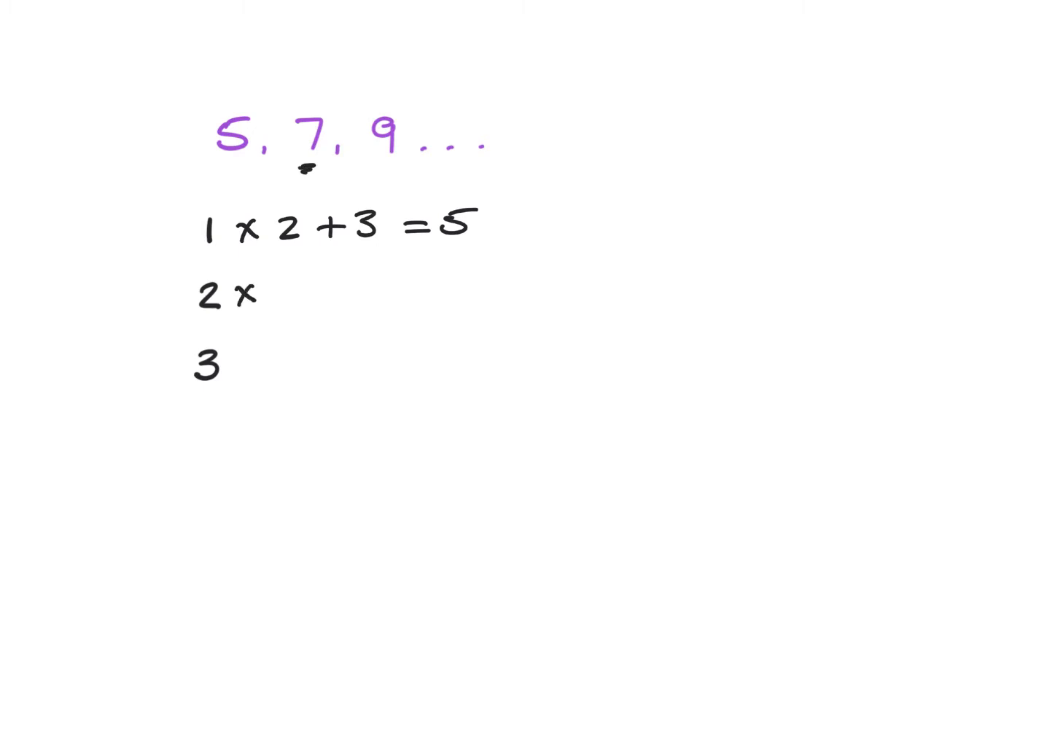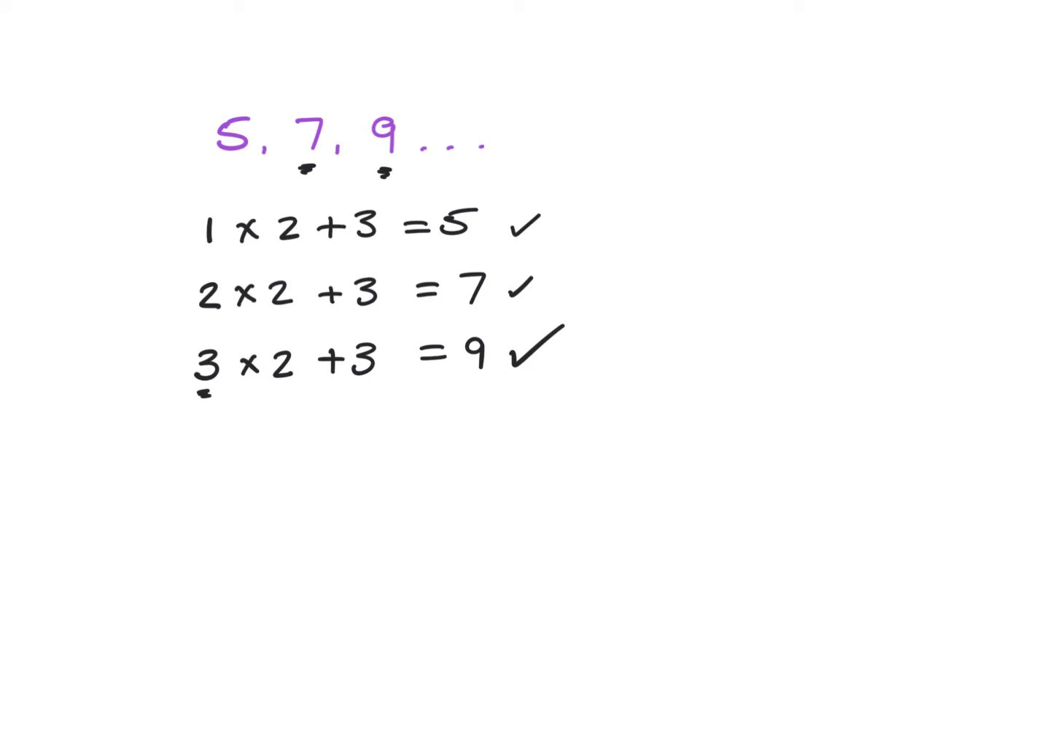And let's see if that holds true for 7. So if I go 2 times 2, so term 2 multiplied by 2, 2 2s are 4, plus another 3, yep, that equals 7. Alright, so far those two are correct. Let's see if it works for term 3. So term 3 multiplied by 2, 2 3s are 6. Plus another 3, 6 plus 3 is equal to 9, and that holds true for the third term. So I reckon I've got my rule correct, and can therefore solve any number that is next in the pattern.